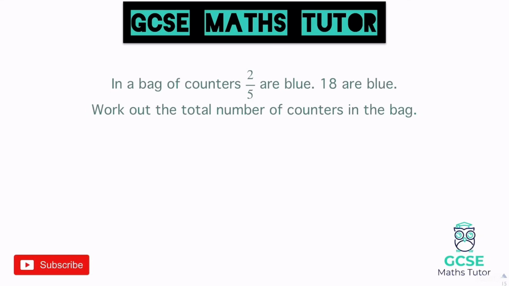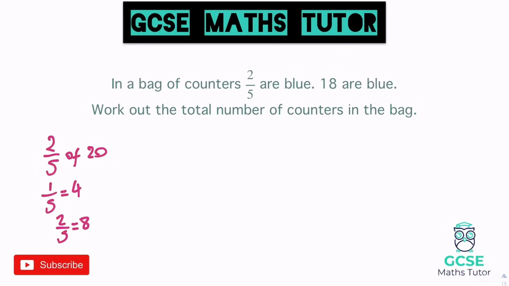Let's have a look at another one. In a bag of counters, 2/5 are blue, and it says 18 are blue. Work out the total number of counters in the bag. So it's not asking us to work out 2/5 of a number. It's saying that 2/5 are 18. Remember, it could have said work out 2/5 of, let's say, 20. And you divide by the bottom to get 1/5. You'd say that 1/5 is 4. And then times by the top to get 2/5, and we'd get 2/5 would be 8. That's a different question, so it's nothing to do with that.